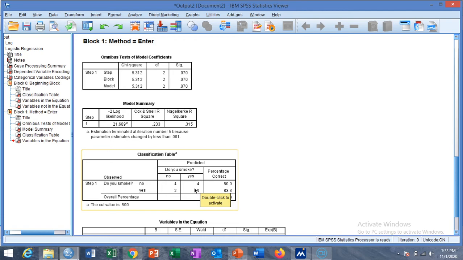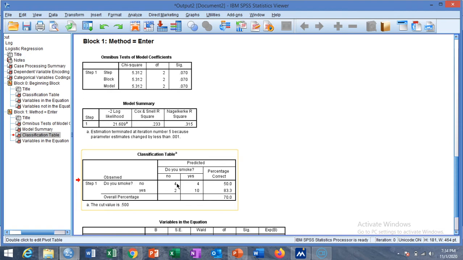and the 10 denotes the number of cases correctly diagnosed with no. This is the false negative, and this is the false positive. This is the number of cases we categorized as no, and actually they were not smokers, and this is the percentage of cases which smoke, and we predicted as smokers. So you can see these two values for your model.